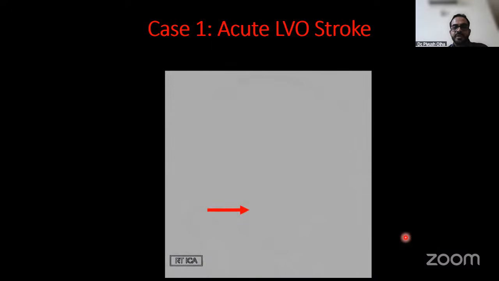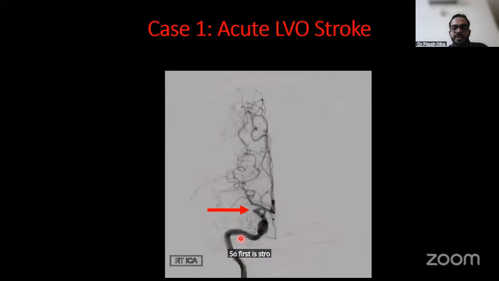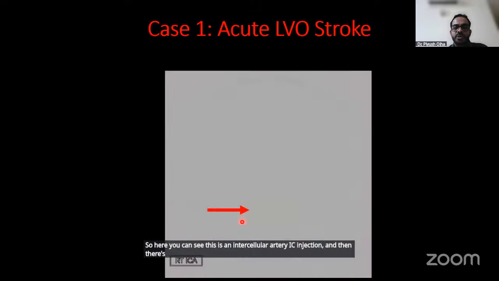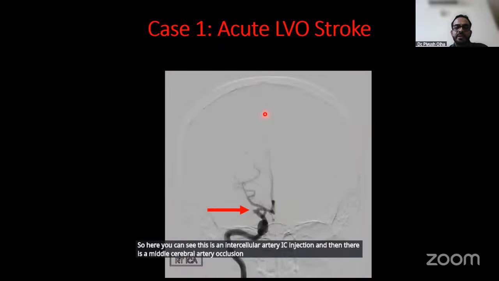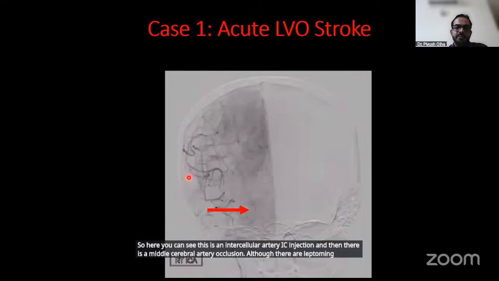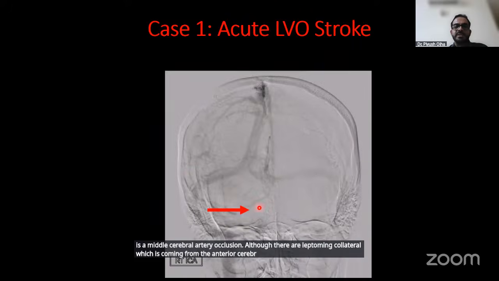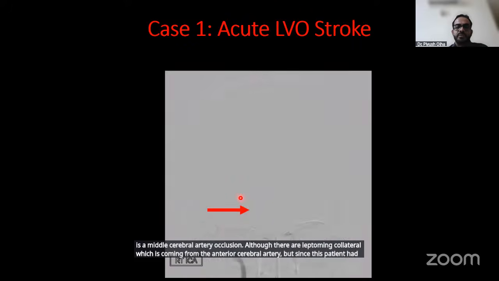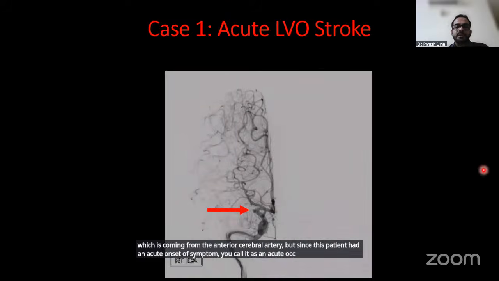Yeah. So first is stroke. Here you can see this is an intracerebral artery, ICA injection, and then there is a middle cerebral artery occlusion. Although there are leptomeningeal collaterals coming from the anterior cerebral artery, since this patient had an acute onset of symptoms, you call it an acute occlusion.